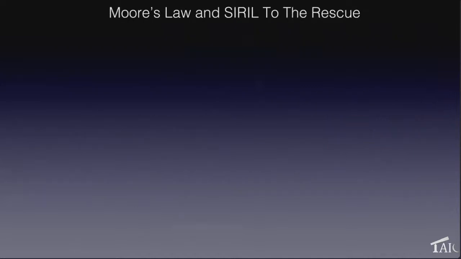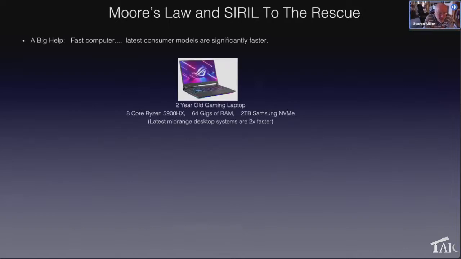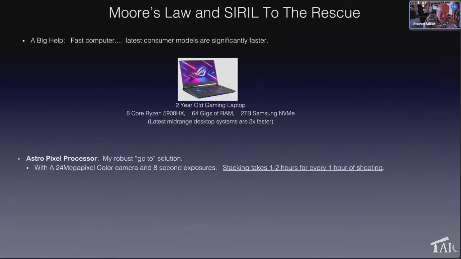Two things, Moore's Law and Siril, are coming to the rescue. So Moore's Law: a big, fast computer helps. There's no doubt that the latest consumer models are significantly faster. My two-year-old gaming laptop, the latest ones that came out are about twice as fast. The biggest drive I could get at the time was a 2 terabyte Samsung drive, and now you can get some 4 terabyte ones. Moore's Law isn't going as fast as it did maybe 20 years ago, but it is still advancing. And the latest mid-range systems are about 2x faster than my system.